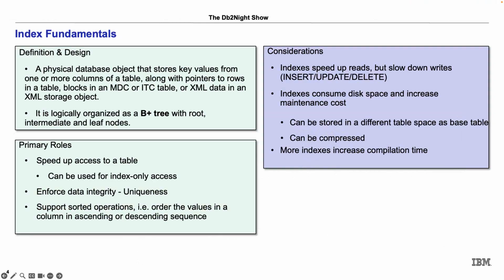Then the considerations: indexes do not come free. They slow down writes. If there are lots of IUDs, the indexes need to be maintained, right? They also consume storage. And if there are too many indexes, it will increase query compilation time. So that's why index design should be very thoughtful on choosing the right columns, using compression to save space, and also keeping the indexes healthy through regular runstats or reorg. All right, so this is a refresher for the fundamentals.